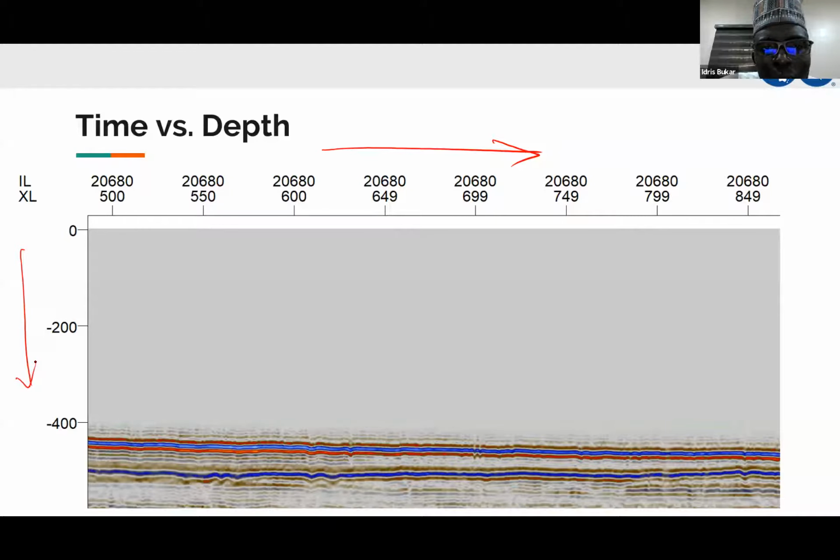So obviously this is a three-dimensional seismic data set, for anyone that is familiar with it, because this is inline and cross line. Like I said, they are orthogonal to each other. If you have inline 2680, as you go along, it doesn't change, which means we are on the inline. But as you go along, the cross line XL changes. So we get 500 here, 550 here, 600 here, 649.